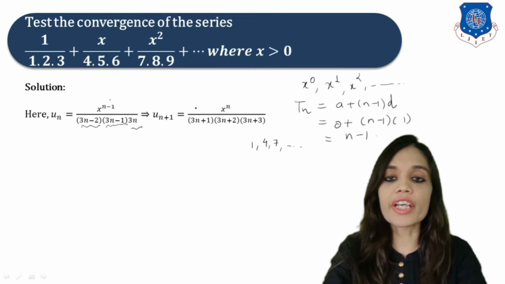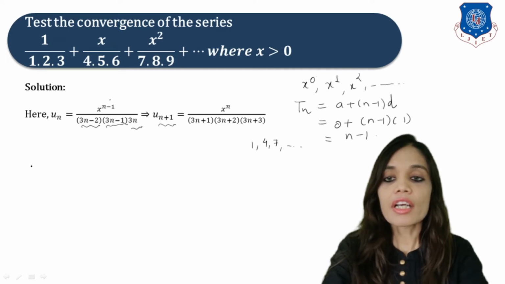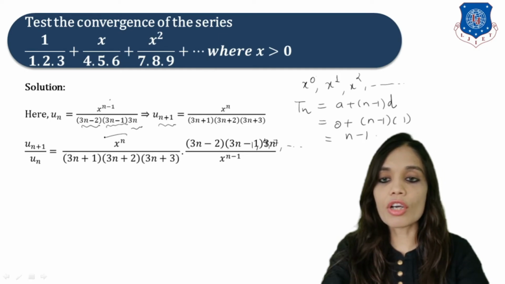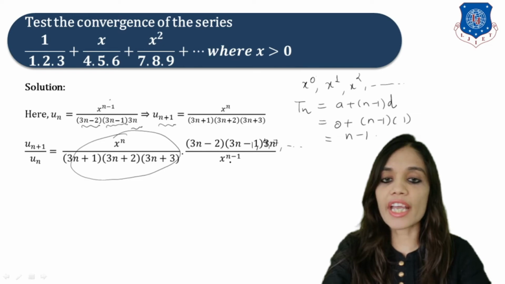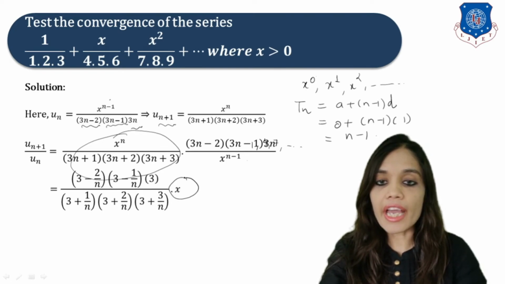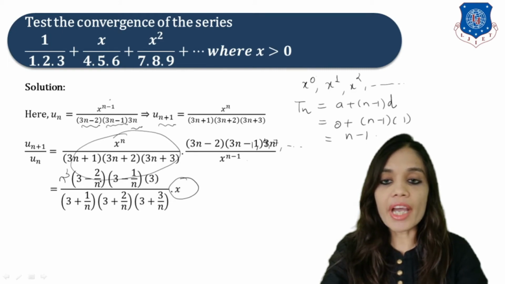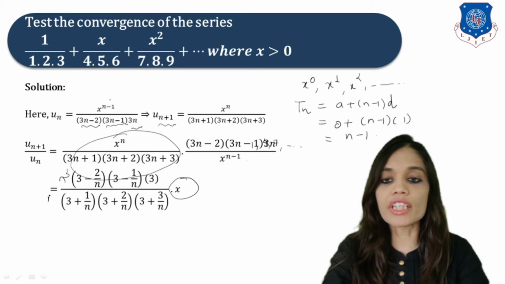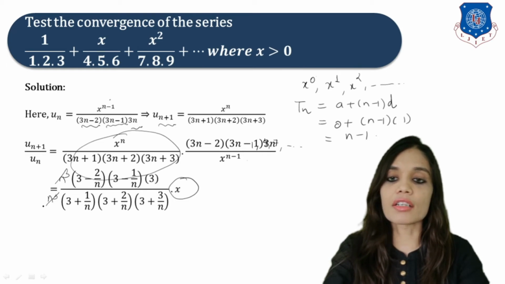Now in order to apply ratio test, we need to find un plus 1. So replace n by what? n plus 1. So you will get x raised to n upon 3n plus 1, 3n plus 2 into 3n plus 3. Okay. Now we will find un plus 1 upon un. So this is your un plus 1, right? And here we have to take the reciprocal. So it will be 3n minus 2 into 3n minus 1 into 3n upon x raised to n minus 1. Now we will simplify this, okay? So here this will get cancelled out and what will remain? x. Okay? From this take out n common from each term. So you will get n cube times 3 minus 2 upon n, 3 minus 1 upon n into 3. And in the denominator also take out n common from each term. So you will get n cube times 3 plus 1 upon n, 3 plus 2 upon n into 3 plus 3 upon n. So this n cube will get cancelled out.